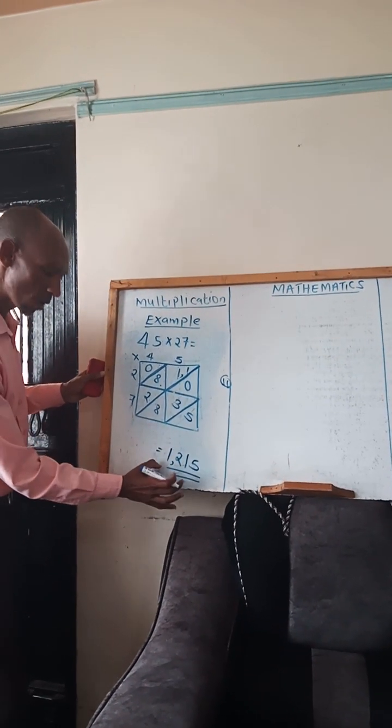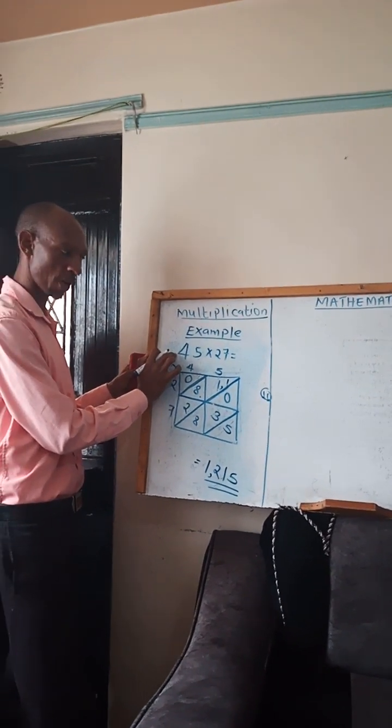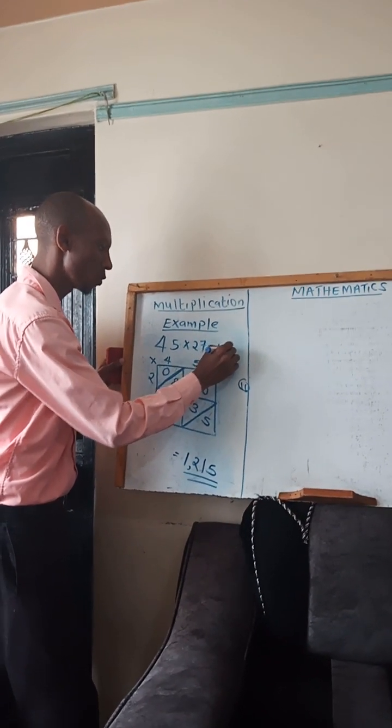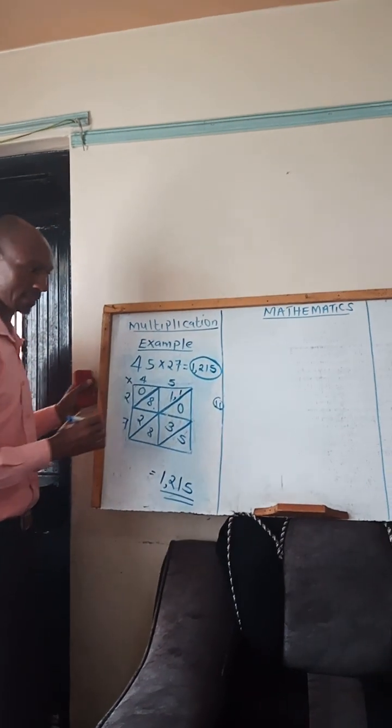That is 1,215. And because you have gotten that answer, then you come to the question where it was stated. You write the answer as 1,215. And that becomes our answer.